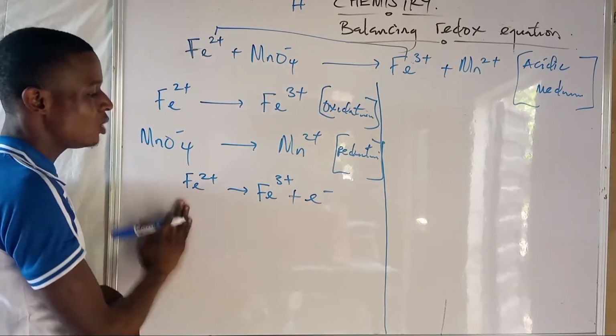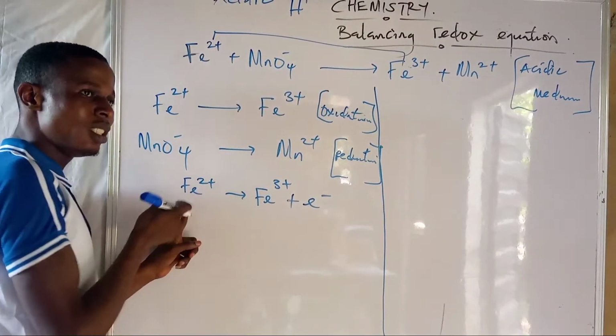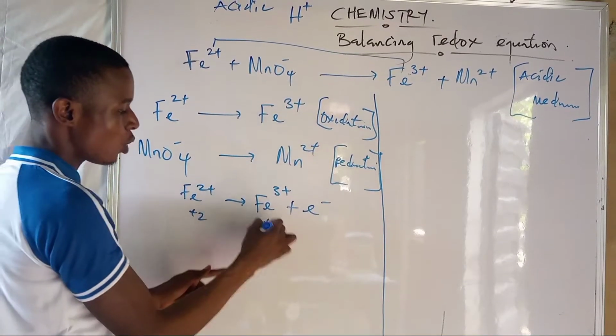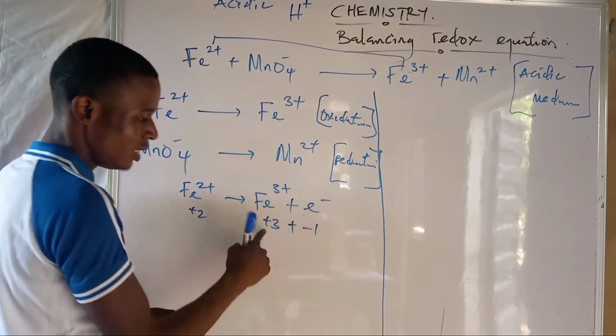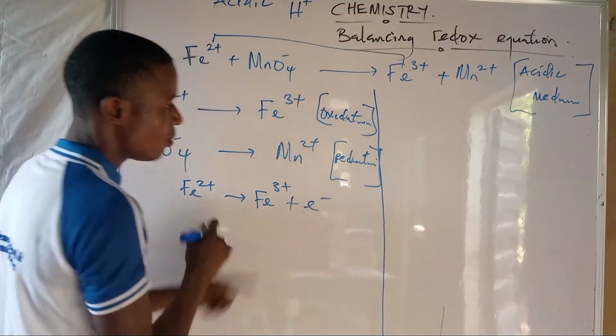If you now want to cross-check this equation, it is balanced. We have Fe2+. In terms of atoms, we all know it's balanced. But in terms of charge, we have plus 2 here, plus 3 here, and 1 times minus 1 is minus 1. This will give us plus 2 and plus 2, which means this equation is balanced.